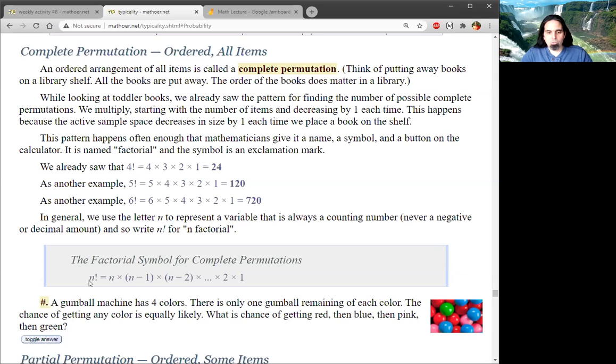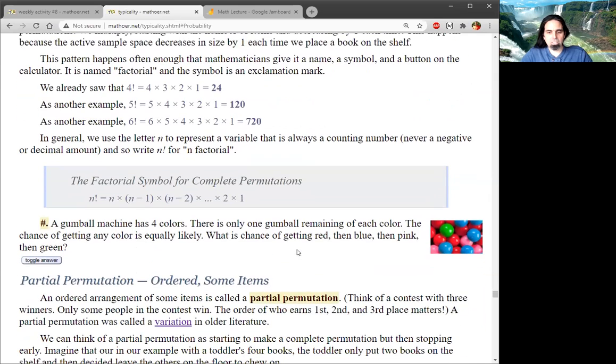In general, we could write this as n factorial. It's just starting at n, multiplying by the numbers less than n, counting down until you get to 1, and then you stop. The times 1 actually you can leave off, right? Times 1 doesn't change anything.